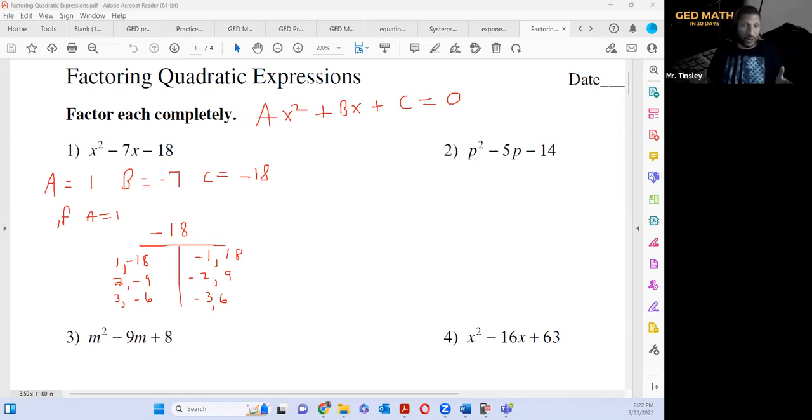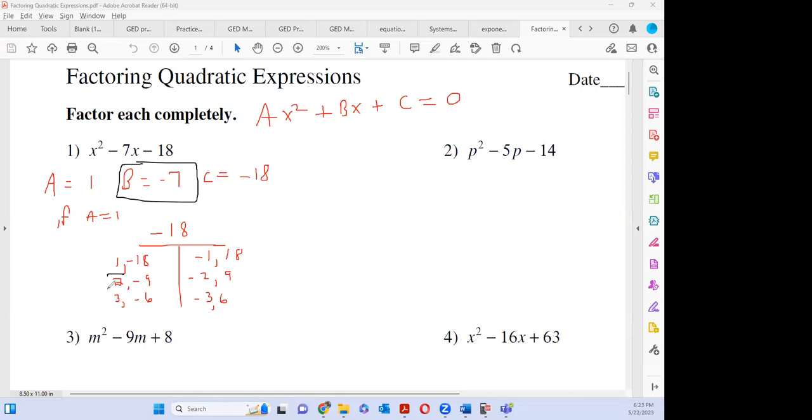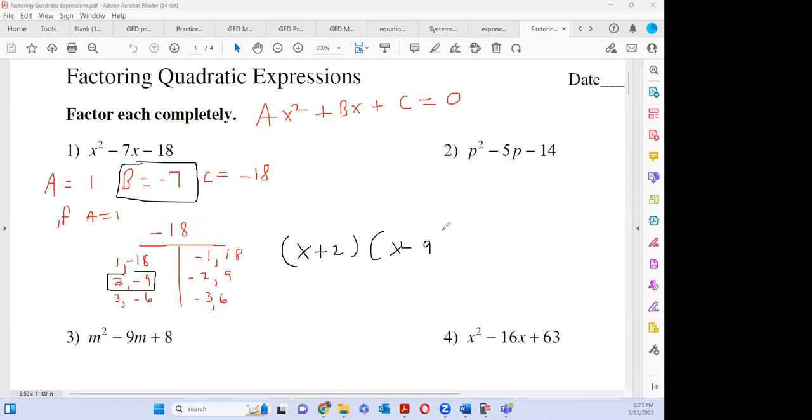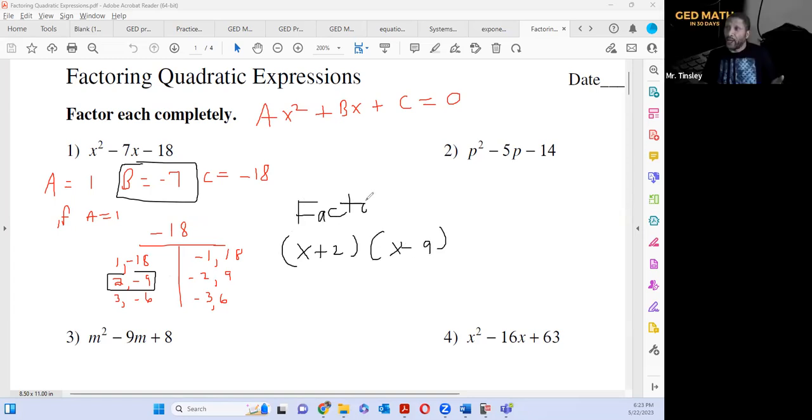My next step, once I have my factor pairs: what factor pair will give me -7 if I combine those 2 numbers together? 2 and -9. Yep. Once you have that, those are your solutions, almost. Why almost? Because 2 and -9 gives you x plus 2 times x minus 9. This is your quadratic equation factored.